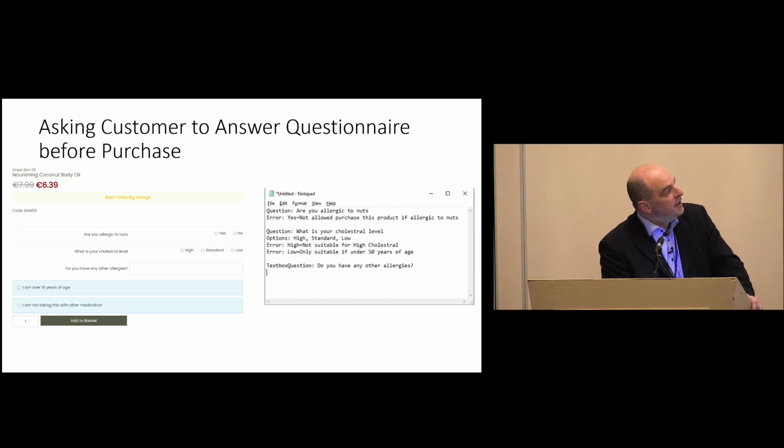Similarly, the next question there just kind of shows you how you can configure it. Instead of having yes, no, which are the default, you can change the options to being high, standard, low. And you can also set an error for high and an error for low. And then that's the free text. It's called text box question. Now, all the details of that, there's a lot more configuration options available in that support article.